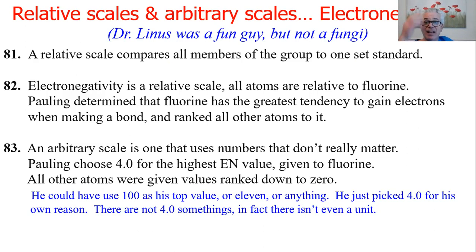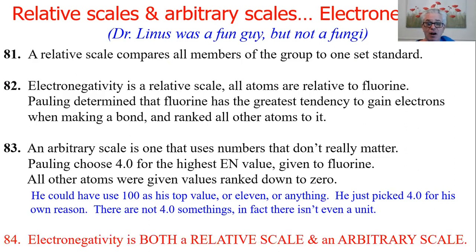There's a lot of atoms that have a 3.0 or a 2.2 or a 2.4. So he picked, I don't know. He was a college teacher. Maybe 4.0 was an A average. That's what he thought was the best. I don't know why he did that. This scale, electronegativity, is relative and arbitrary. It's both at the same time. And this is a really cool thing. This is sometimes a Regents question. Electronegativity is a relative scale, true, or it's an arbitrary scale, true.